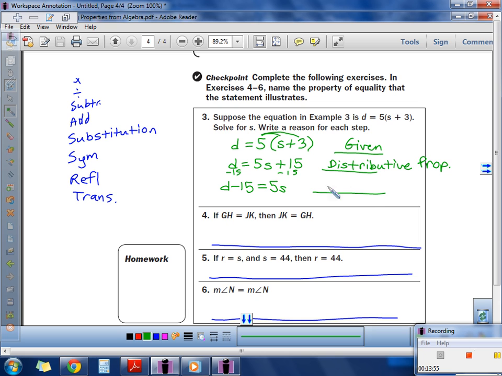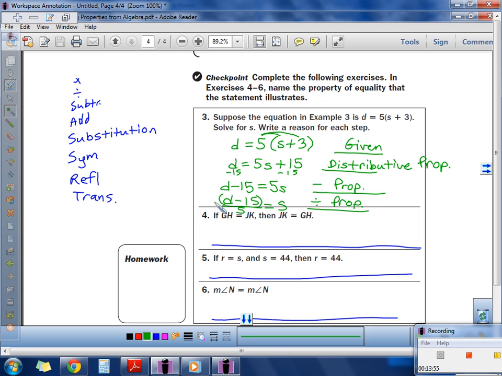What property did we just do to get to here? Subtraction property of equality. Last step. What do we do now? Divide by 5 on each side. So it's going to look like this. D minus 15 divided by 5 equals s. And remember that whole top piece is divided by 5, so I put parentheses around it just to clarify. What property did we do? We did the division property of equality.